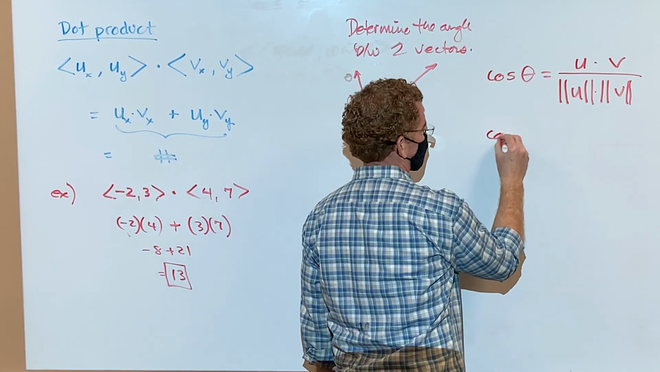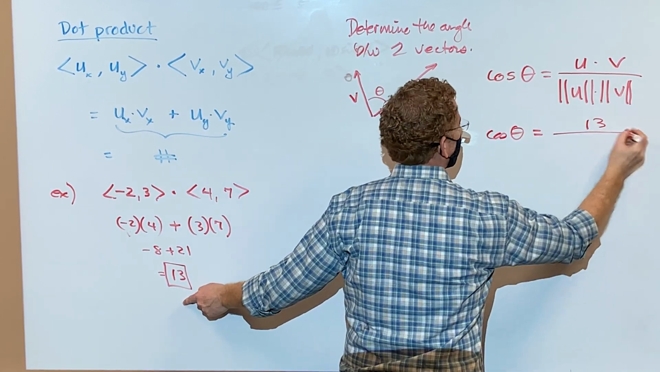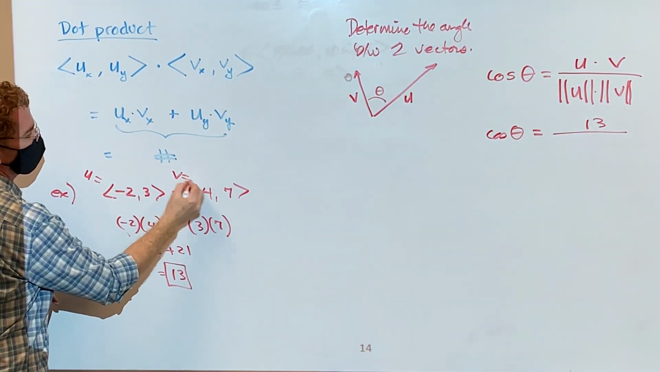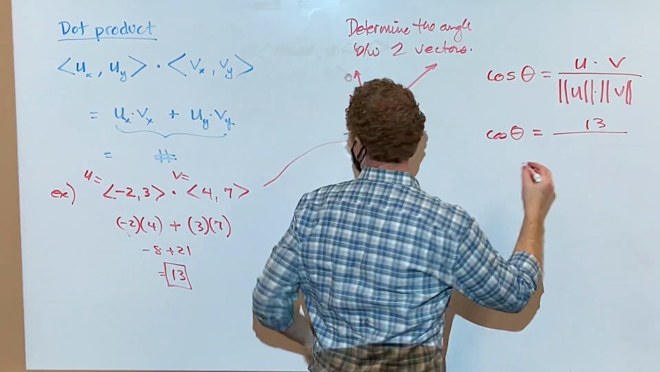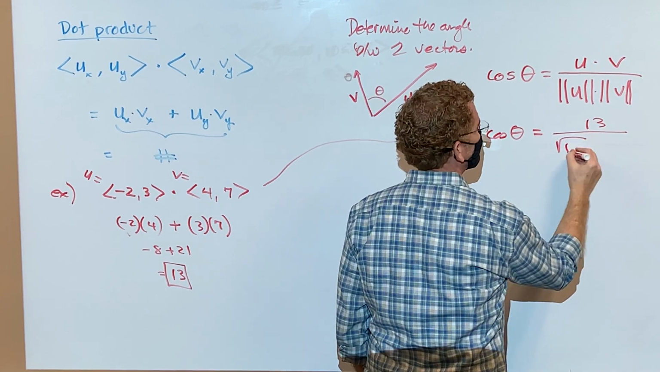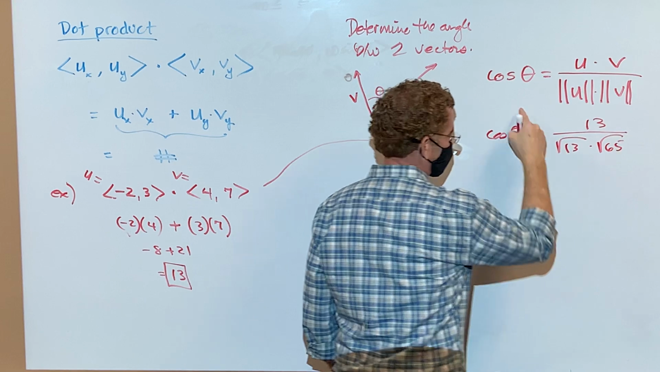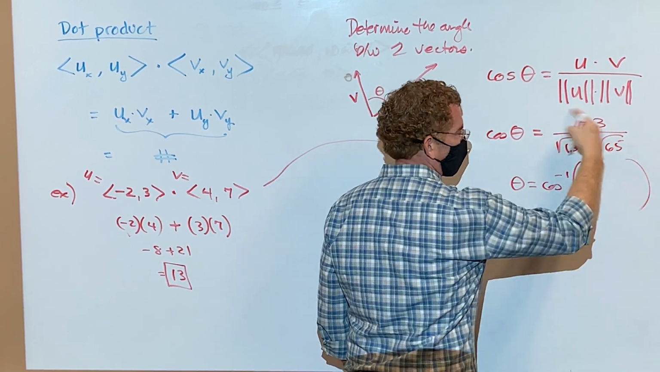Inverse cosine. So this is what it would look like. You'd have the dot product right here, if this was u right here, and if that was v. You'd have the square root of 13 right there, the square root of 65 right there, and you would do inverse cosine of whatever that is.